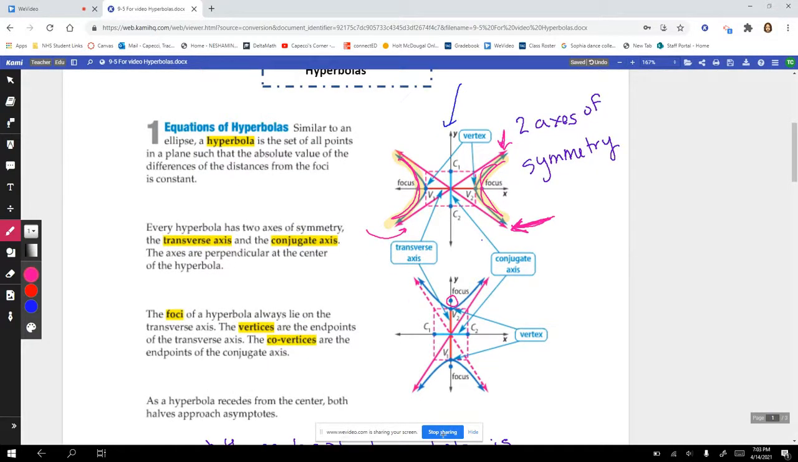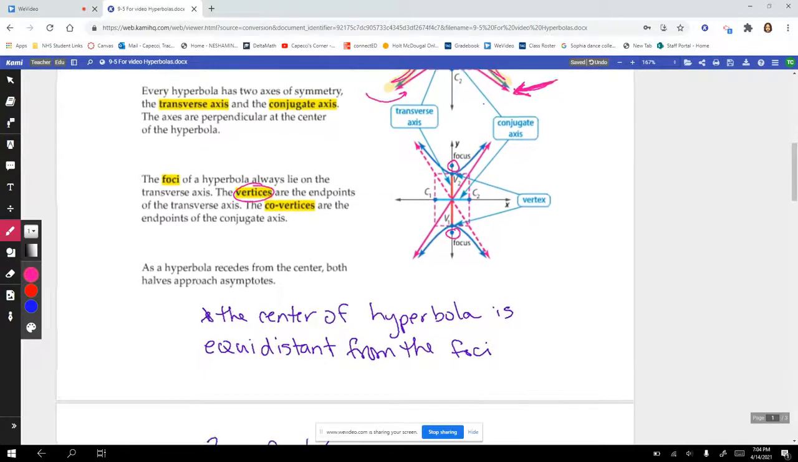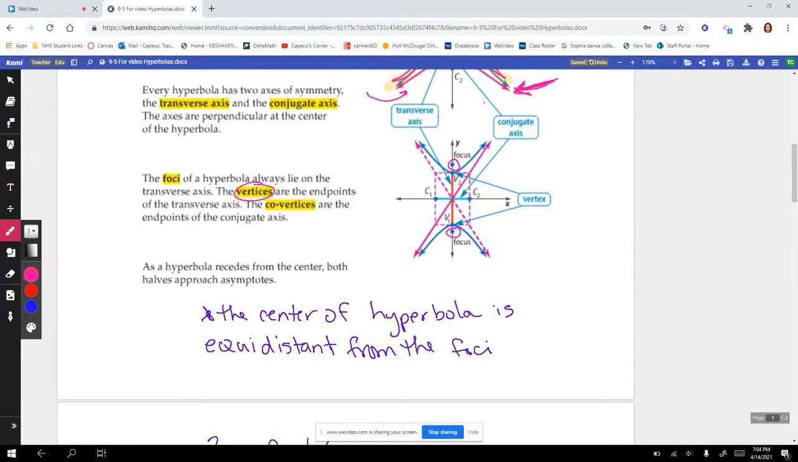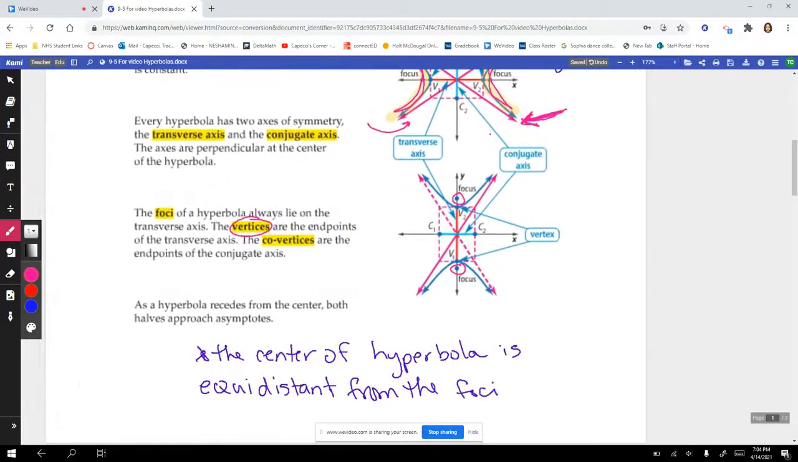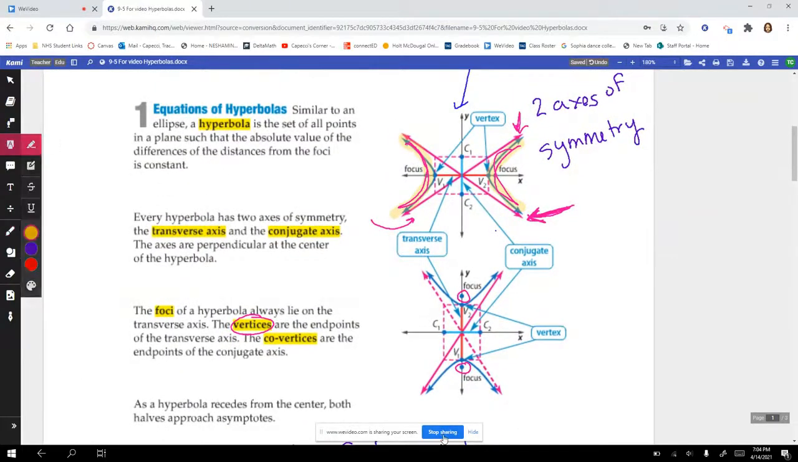Now, the foci, again, is going to be inside, right? Here's a focus and here's a focus, kind of inside the hyperbola. Now we have vertices and we have co-vertices. So we're going to talk about these. Really, we're going to focus on the vertices. We're not really going to worry too much about the co-vertices in this lesson. Okay, so one thing is that the center of the hyperbola is going to be equidistant from the foci. So if I have something like this, here's my center, and it's going to be equal distance from the center all the way to each focus, okay?